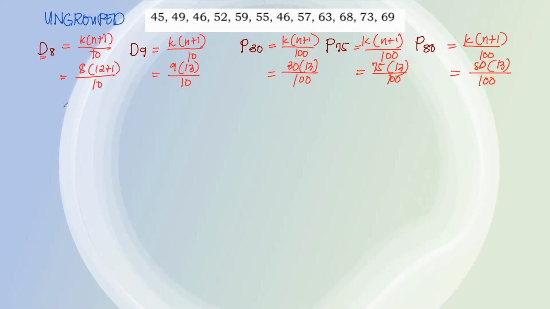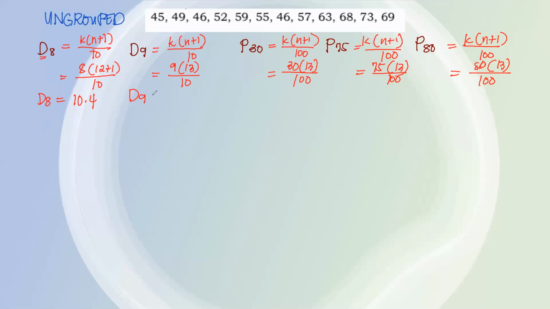Okay. So we have 8 times 13. What is 8 times 13 divided by 10? D sub 8 is equal to 13 times 8 is 104 divided by 10. Anong sagot nyo? 10.4 po. 10.4. 10.4 ma'am. Correct. So gagamitin natin dito, puro interpolation na lang ha.